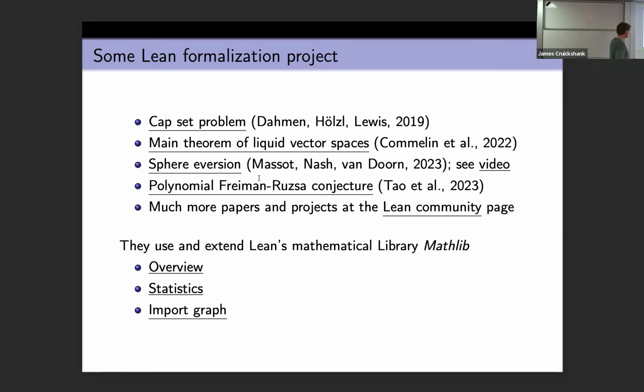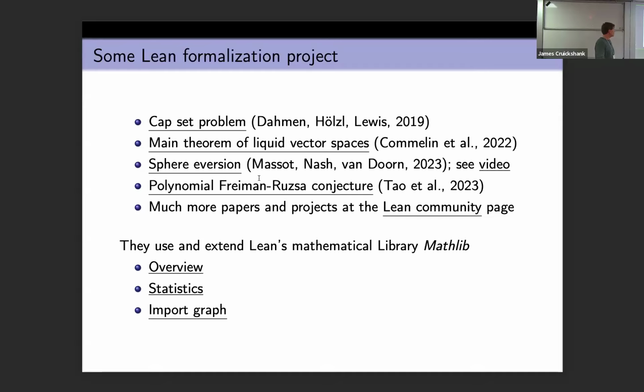Then there's the liquid vector spaces. There was a challenge by Scholze, and Alain, you will say more about this in the final lecture. It was a big challenge, very advanced modern mathematics, and Scholze said, okay, can you formalize this? Then a big team led by Commelin, Topaz, involving many others, spent some time formalizing the statement and the proof of some key results of liquid vector spaces.